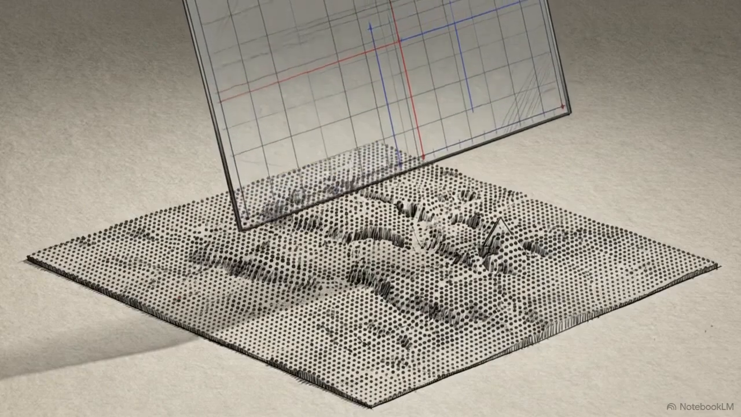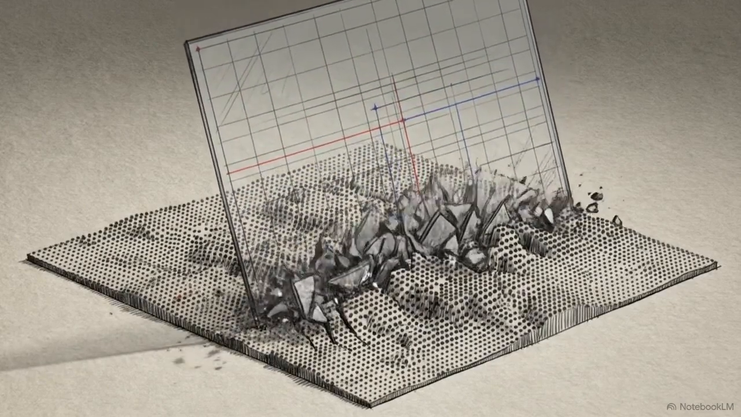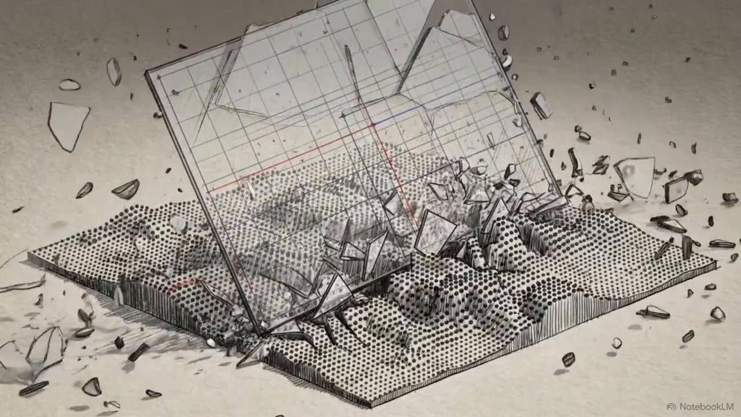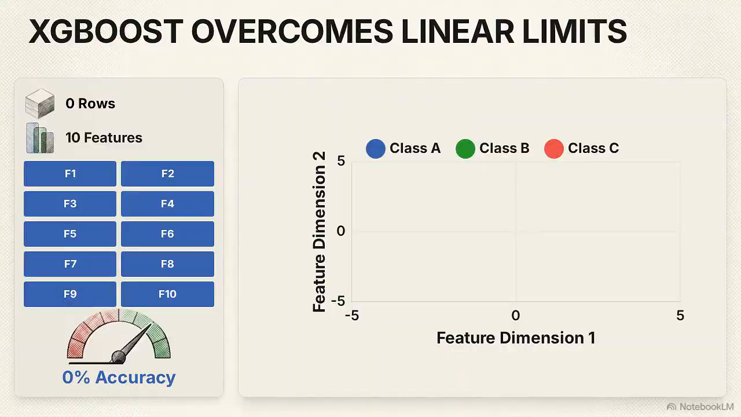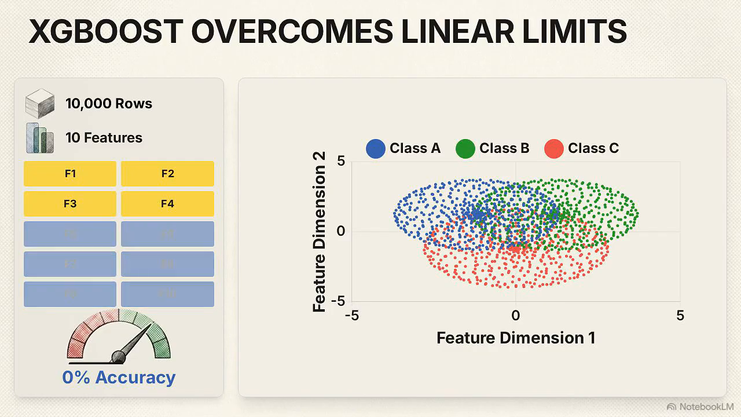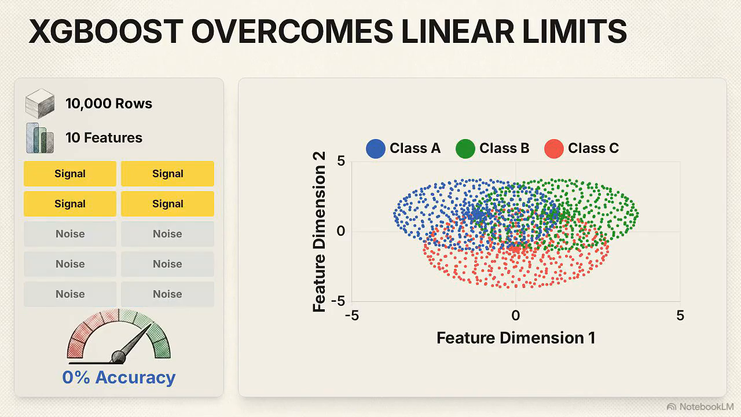When using a single machine learning algorithm to map onto a chaotic landscape of real-world data, the model often fails to capture the underlying complexity. To demonstrate this, we can generate a synthetic dataset using scikit-learn's make_classification function, 10,000 rows with 10 features. However, only 4 features contain a mathematical signal.